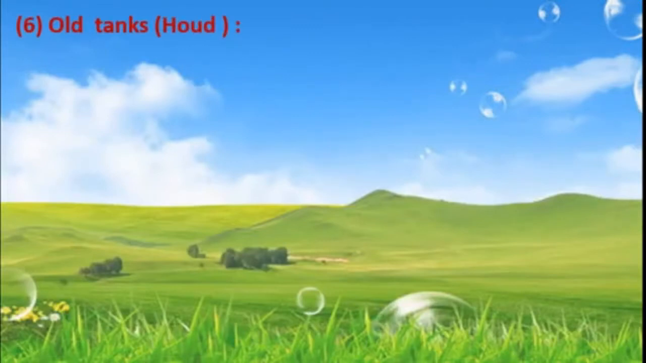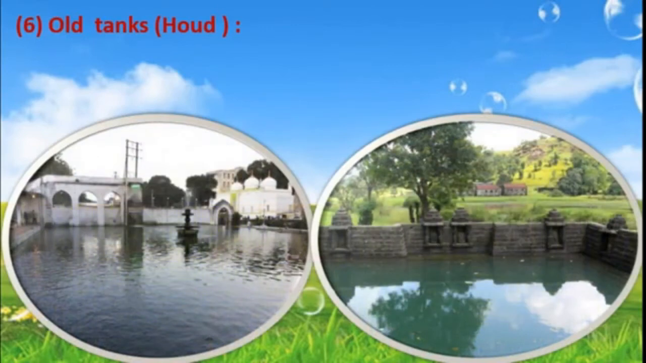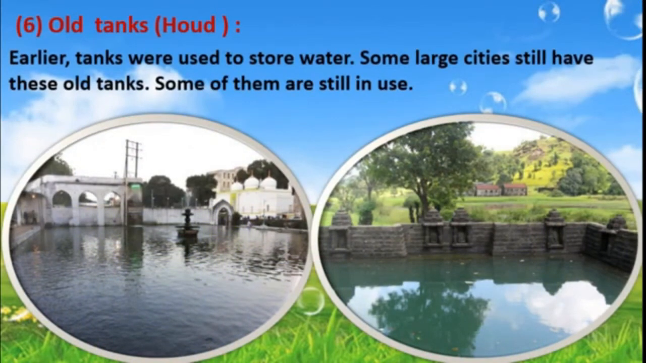Now old tanks. This is also called as haud in Marathi. Earlier, tanks were used to store water. Some large cities still have these old tanks. Some of them are still in use. You can see here a tank in Aurangabad city and a tank in Chandwad in Nasik district. Now also we can see them.